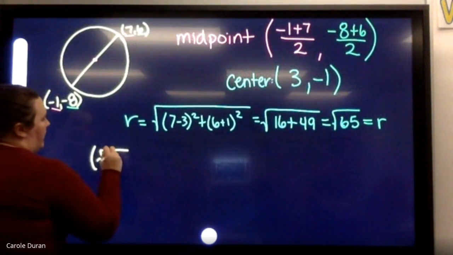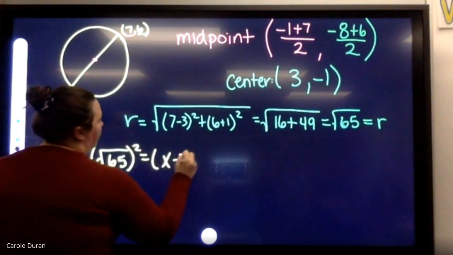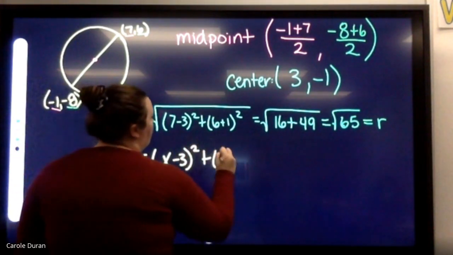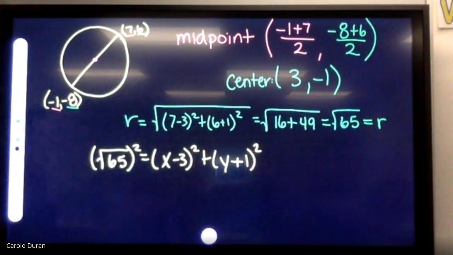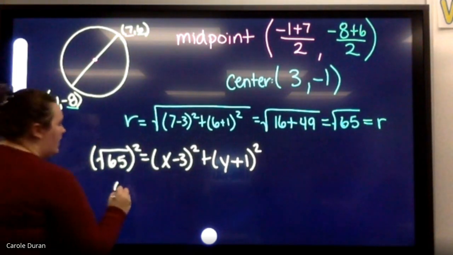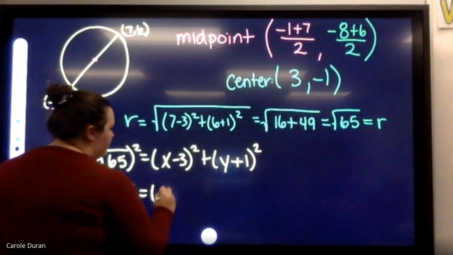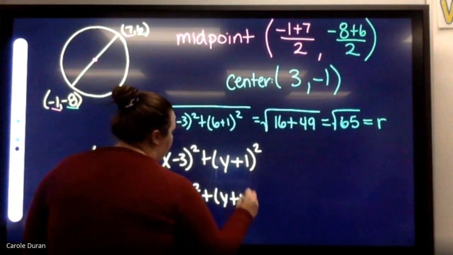So I'm going to have the square root of 65 squared equals x minus 3 squared plus y minus a negative 1 squared, which becomes y plus 1. I simplify it just like normal. The square root and the square cancel each other out, and I just get 65 equals (x minus 3) squared plus (y plus 1) squared.